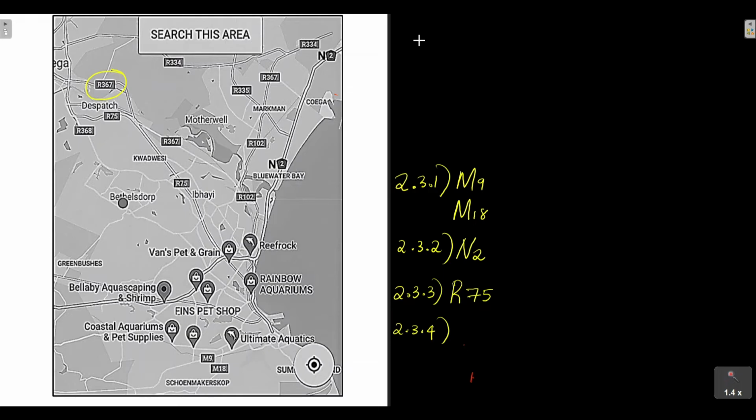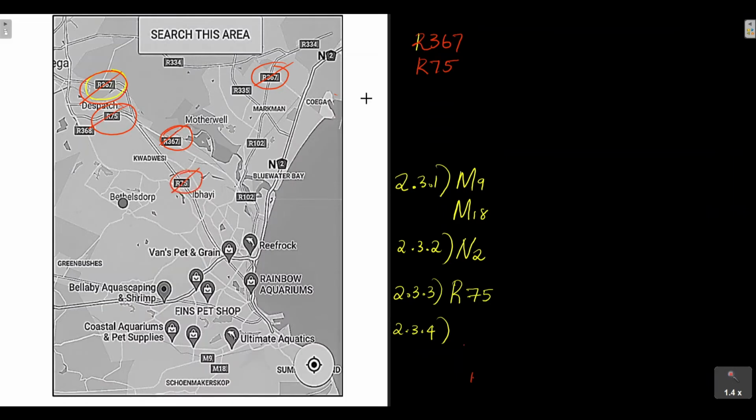So we've got R... let me just do this with a red. We've got R367. So we're gonna scratch out all the R367s that we see. Okay, then you've got R75. So we're gonna scratch out all the R75s that we see on the map.